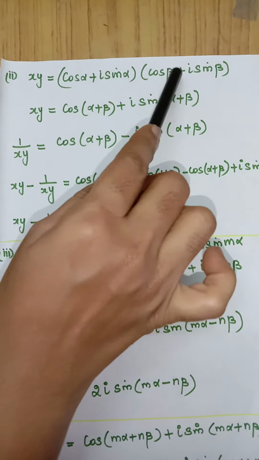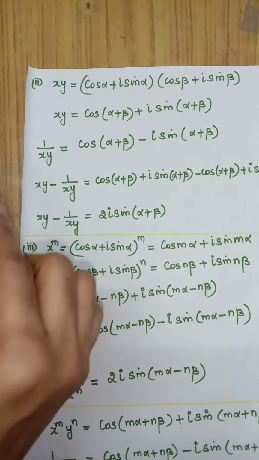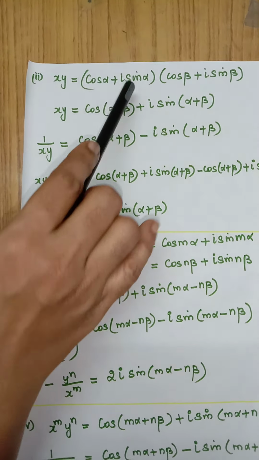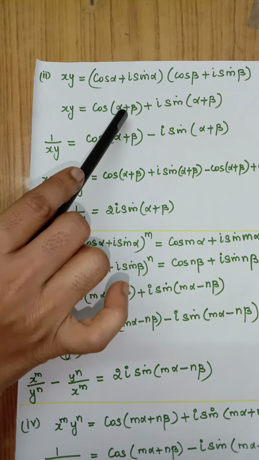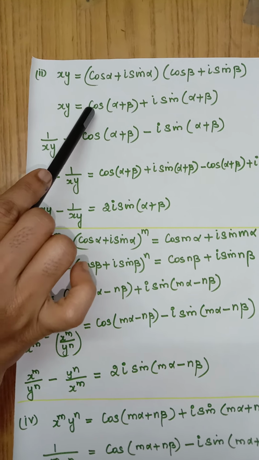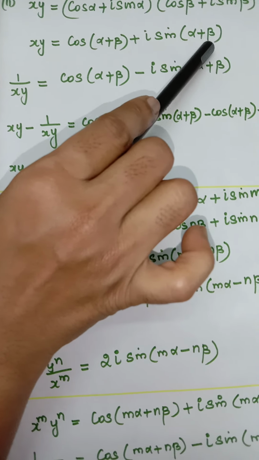So how to multiply these two terms? In the previous subdivision we divided, so we subtracted the angles. Here you have to do the multiplication. You have to take the product. You have to add the angles. So it is cos of alpha plus beta plus i sin of alpha plus beta.